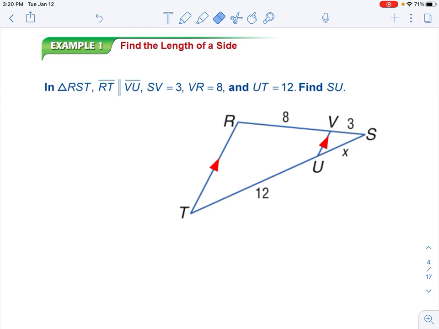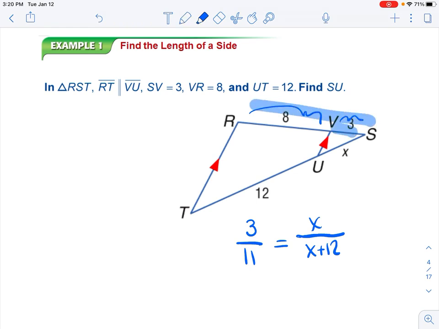So let's try one. We have triangle RST. RT and VU are parallel. SV is 3, RV is 8, and UT is 12. We're finding SU. So instead of doing the whole thing, although we could set it up like that, we could do 3 over 11 equals x over x plus 12. Totally valid to do part over whole and part over whole, although unnecessary now since we have parallels.